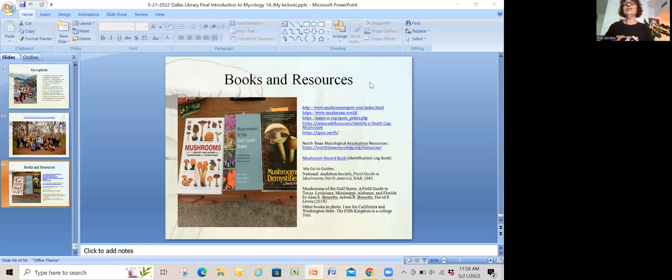Pamela asks, what conditions are necessary for stinkhorns to develop? They have shown up in my backyard a couple of times. Oh, probably after a good rain.